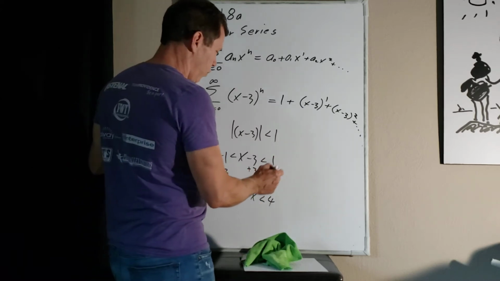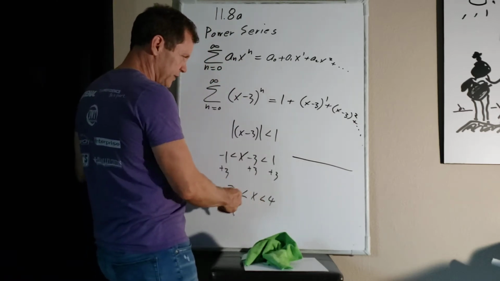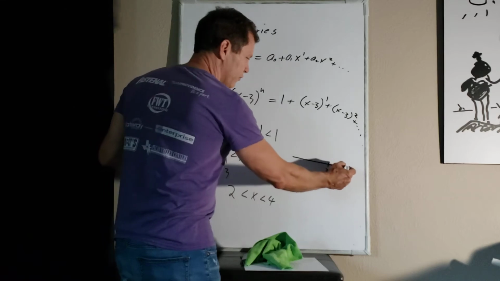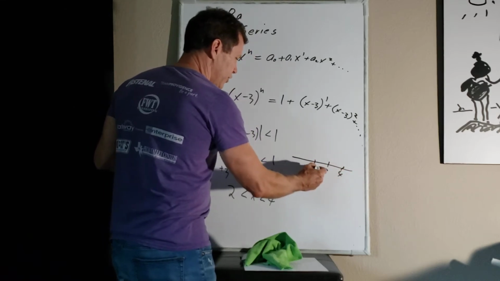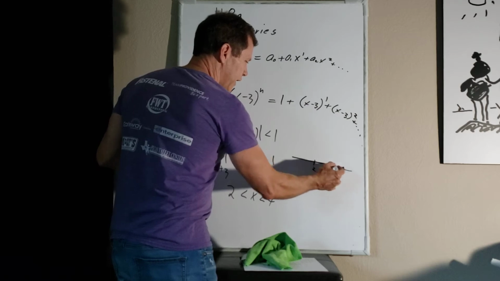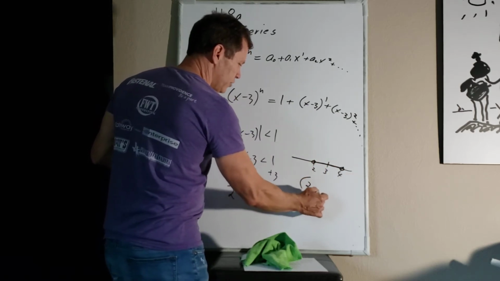Okay, so this guy works on a number line. Where's this guy centered at? This guy's centered at 3. So it's centered at 3, and I'm going to go out to 4 and back to 2. And everything in here works, not including the endpoints. So its interval of convergence would be 2 to 4.